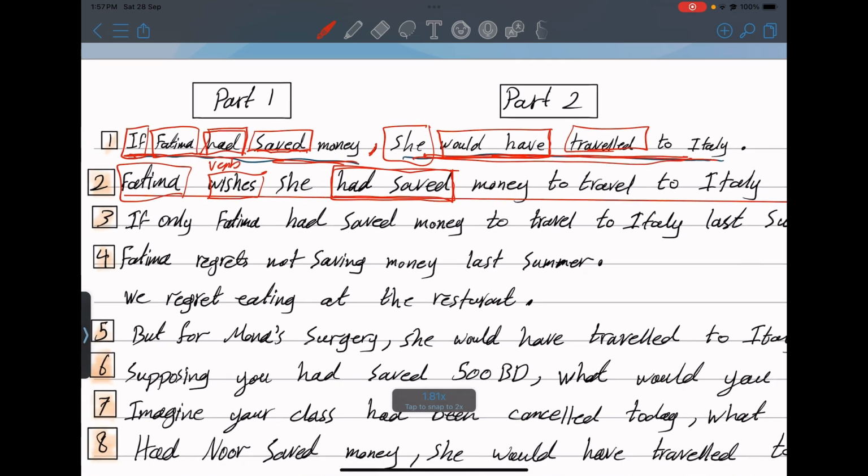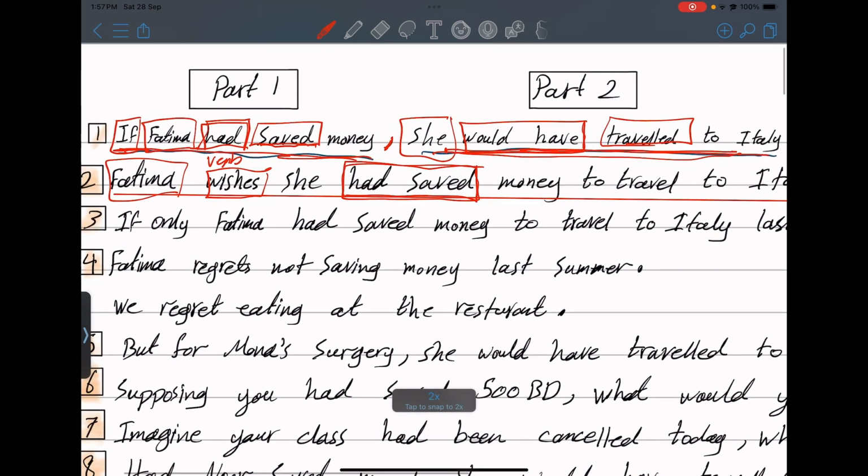I will write later to know each one carefully and know the main thing. It will be easier for you to know. So here you have the subject and the verb wish. Then you have had, saved. Have, had with past participle.